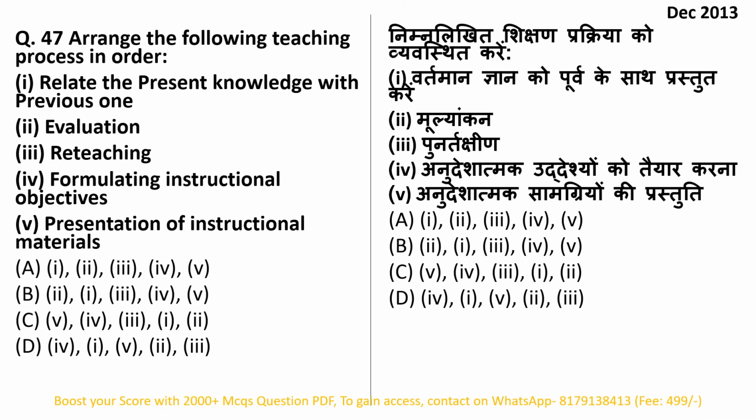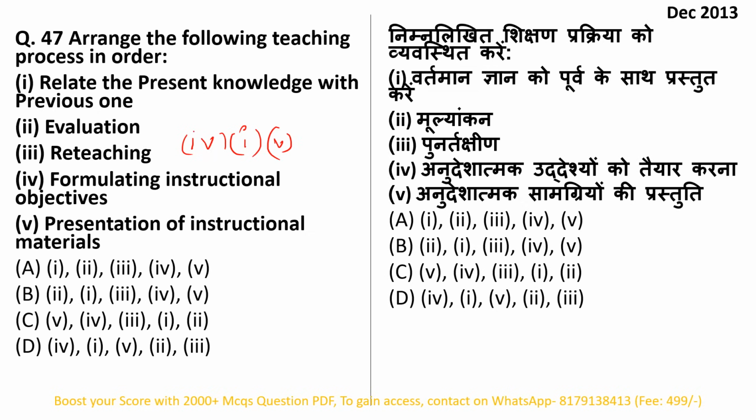Arrange the following teaching process in order: relate present knowledge with previous one, evaluation, reteaching, formulation of instructional objective, or presentation of instructional material. So if you see the options, the first I think will go 4. Fourth is formulation of instructional objective. Then comes relating present knowledge with previous. Okay, 4 1. Then presentation of instructional material, fifth. The teacher will teach.